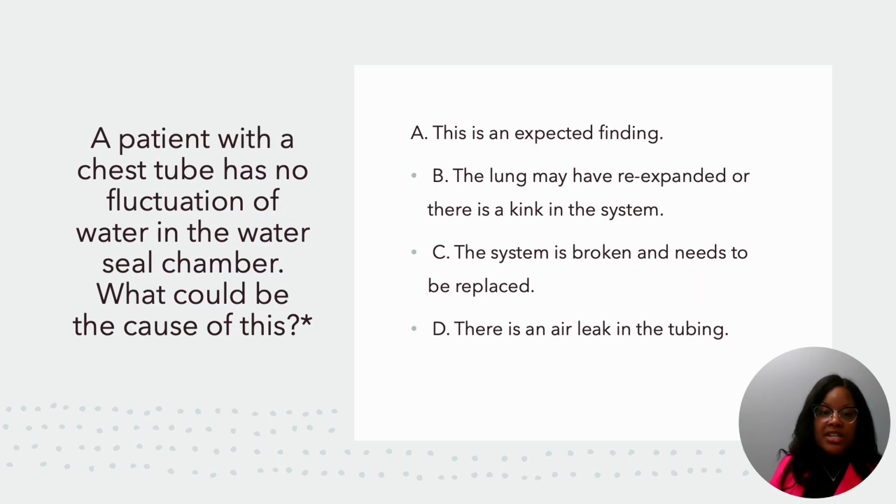A patient with a chest tube has no fluctuation of water in the water seal chamber. What could be the cause of this? Is it A, this is an expected finding? B, the lungs may have re-expanded or there is a kink in the system? C, the system is broken and needs to be replaced? Or D, there is an air leak in the tubing? So if you chose B, you are correct. The lungs may have re-expanded or there is a kink in the system.